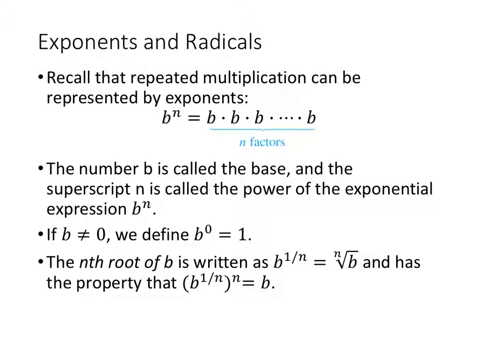The nth root of b, also a power of b, is written as b to the 1 over n. And this denominator becomes the index in radical form. So the index and the denominator are exactly the same. b to the 1 over n is the same as the nth root of b. And we have the property that b to the 1 over n, all raised to the n power, is b. And we're going to see a couple of properties that explain to us why that is here in a couple of slides. I think the next slide.